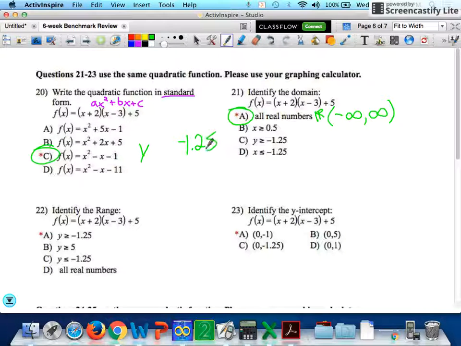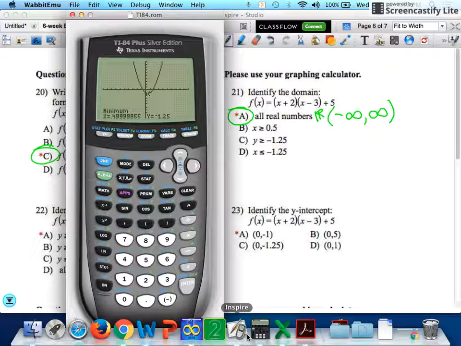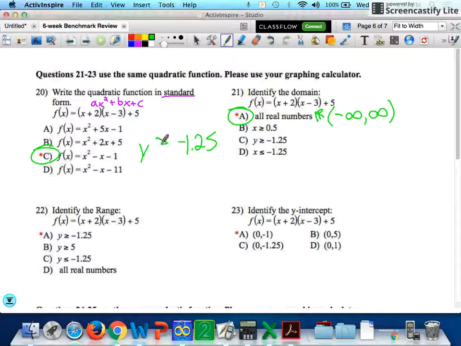And now we just have to decide, is our entire graph greater than that minimum or less than that? And just think about the definition of a minimum. Here's the lowest point ever. Well, the rest of the parabola is way above that. If the rest of this parabola was below that point, that would make that a maximum because it'd be the highest. But it's the lowest point, meaning the rest of my y's are greater than or equal to negative 1.25. It's just like an asymptote. It's never going to get lower than that number.